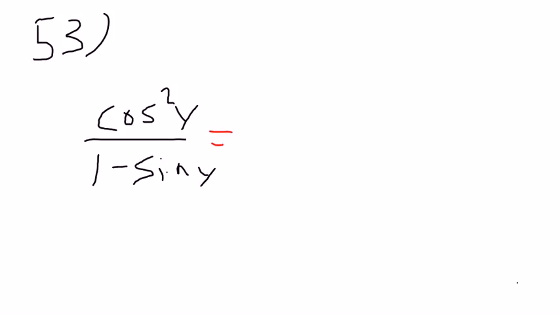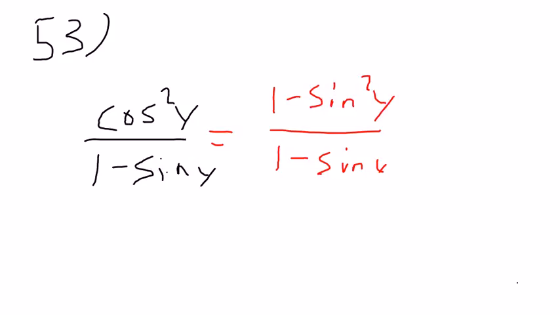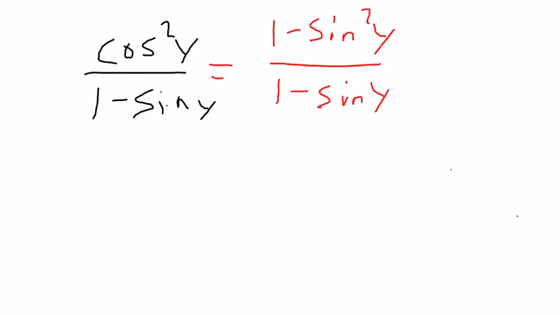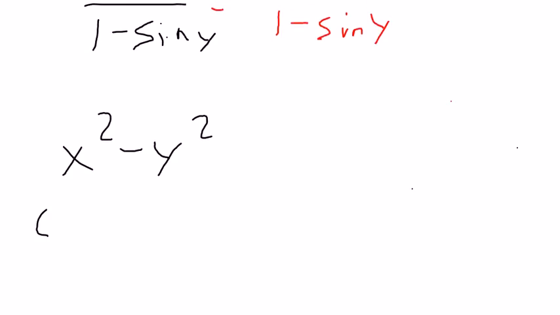Okay, so on top, we get 1 minus sine squared y. On the bottom, we still have 1 minus sine y. Well, on the top, I can factor that. I can factor it just like I would factor this. x squared minus y squared would be x minus y, x plus y.